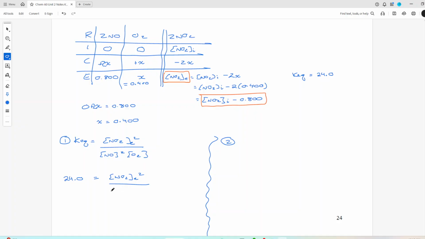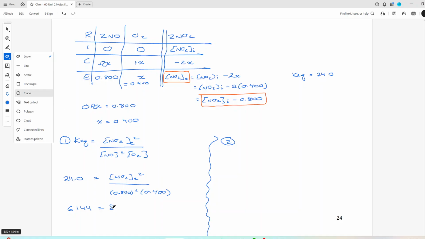And then this is divided by the concentration of NO, which is 0.8 squared, times the concentration of O2. So then to solve this, I'm going to multiply both sides by 0.8 squared and 0.4. So I'm going to do 24 times 0.8 squared times 0.4, which gives me 6.144. So then to get the equilibrium concentration of NO2, I'm now going to take the square root of both sides.